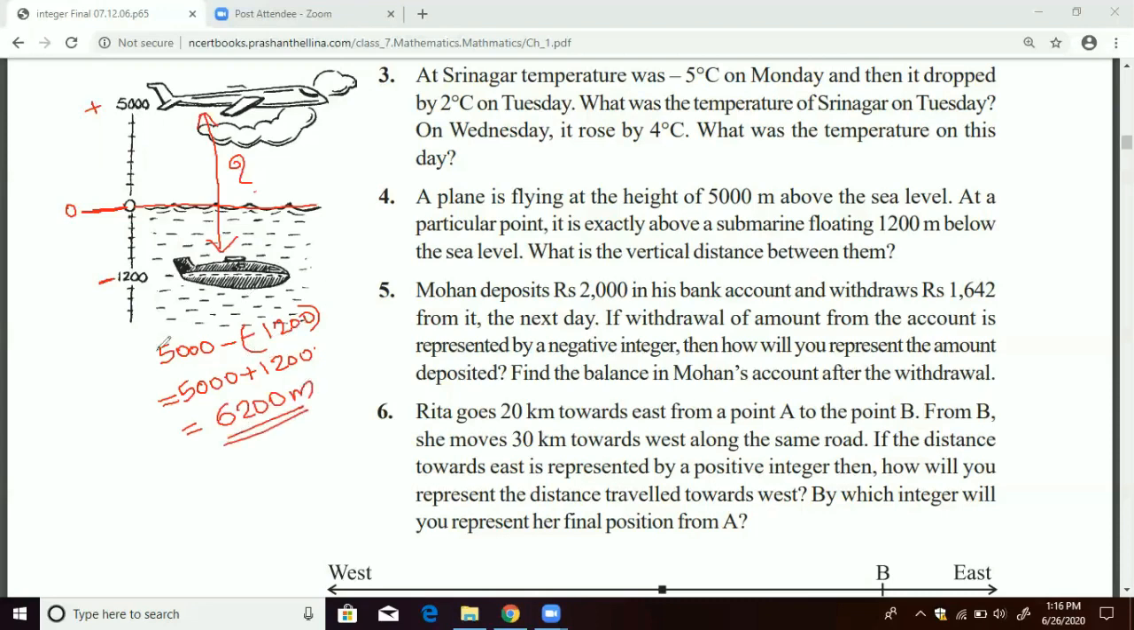So we can deal with this using the concept of this chapter. As per the concept explained in this chapter using the number line, we can arrive at the answer. The vertical distance between the submarine and plane is 6,200 meters. So without considering all these things, you can simply add these two numbers and arrive at this answer. Anyway, I have just explained the concept of the number line, why we are applying this rule in the situation, and how we are getting the answer in this case.